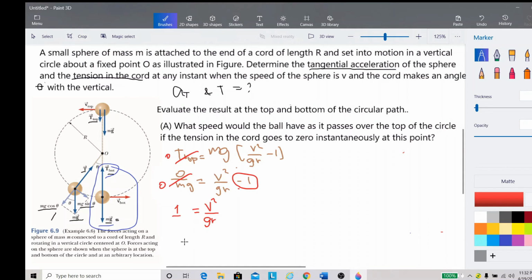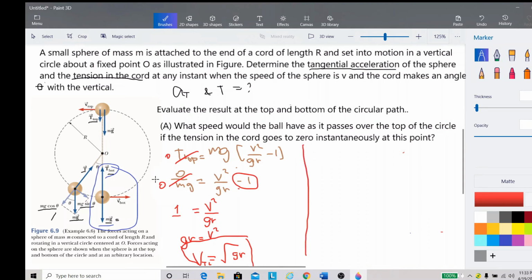And we cross multiply, we have gr is equal to v squared. We extract the square root of both sides, we have v is equal to the square root of gr. So this is your answer. V is equal to the square root of gr. That will be the instantaneous speed at the top. So this one is the velocity at the top. Now if we are asked what speed would the ball have, it is if it passes to the bottom naman.